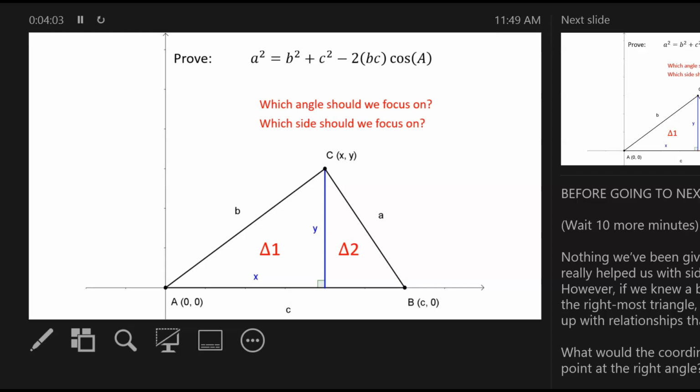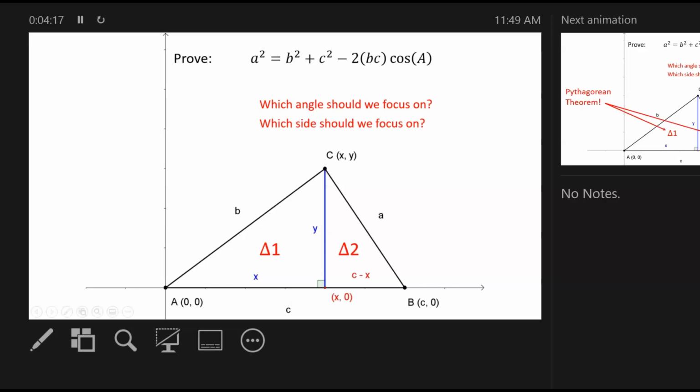Now let's look at triangle 2. We know the height of triangle 2 is Y, right? Because it's common to both triangles. What's the base of triangle 2 going to be? C minus X. Yes. Now it's appropriate to say that. Everybody good? Okay.